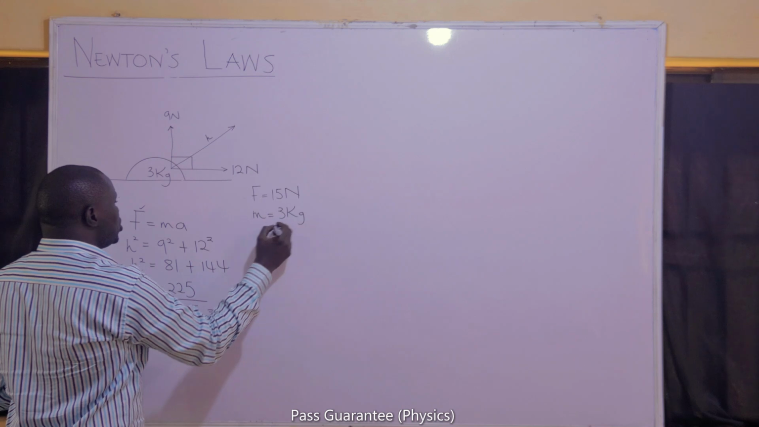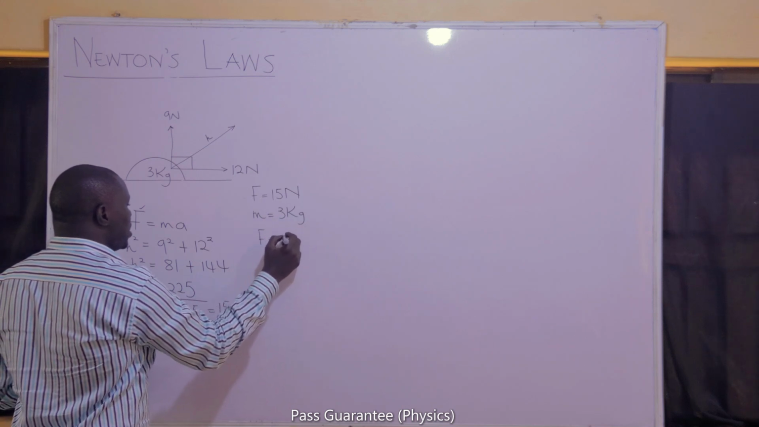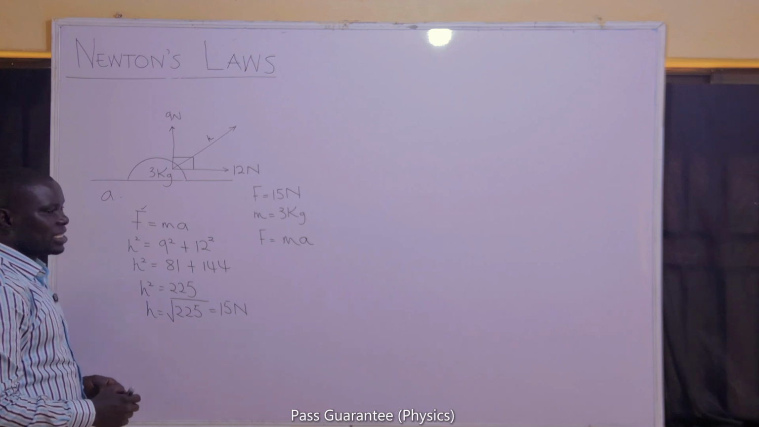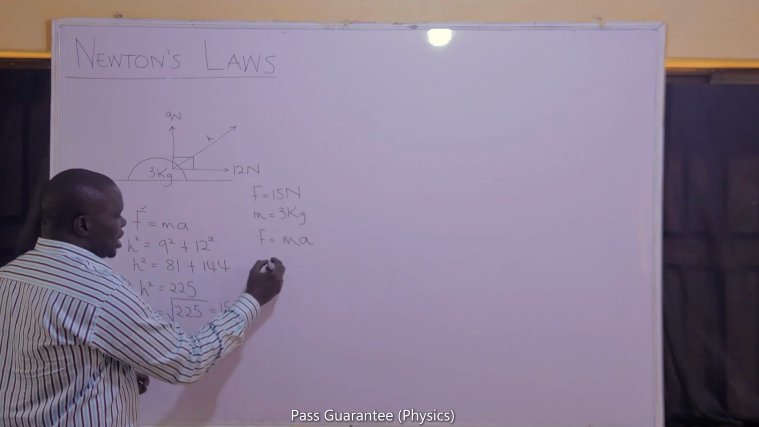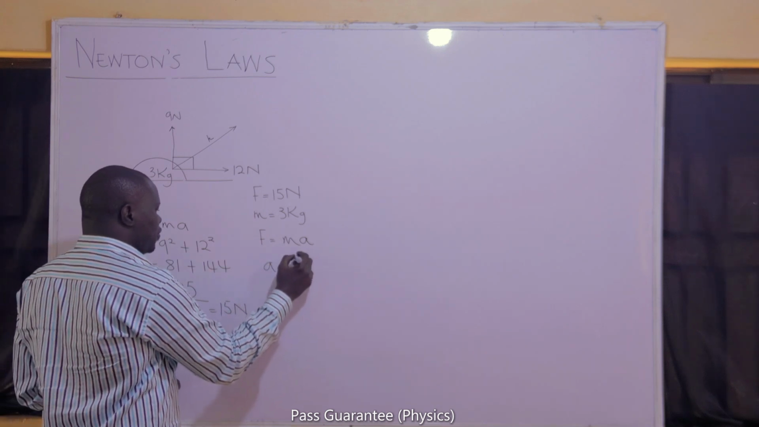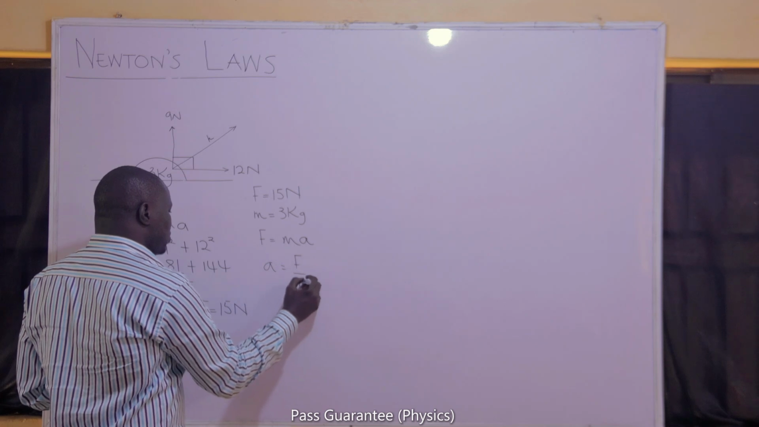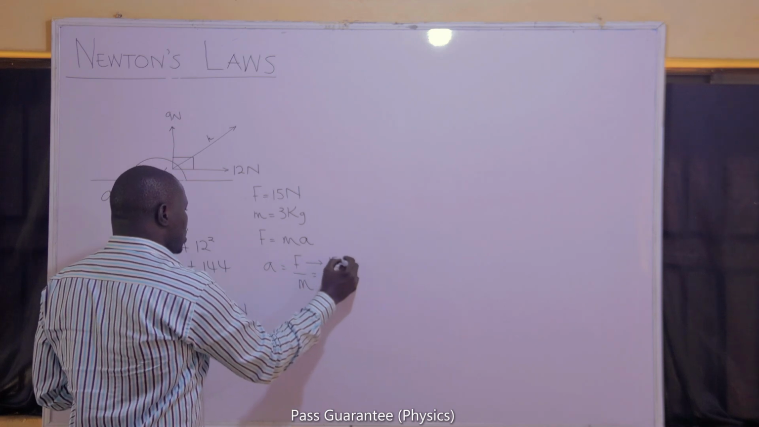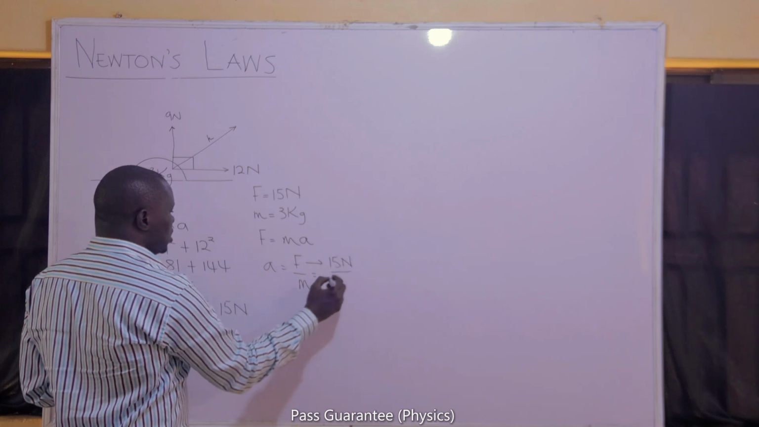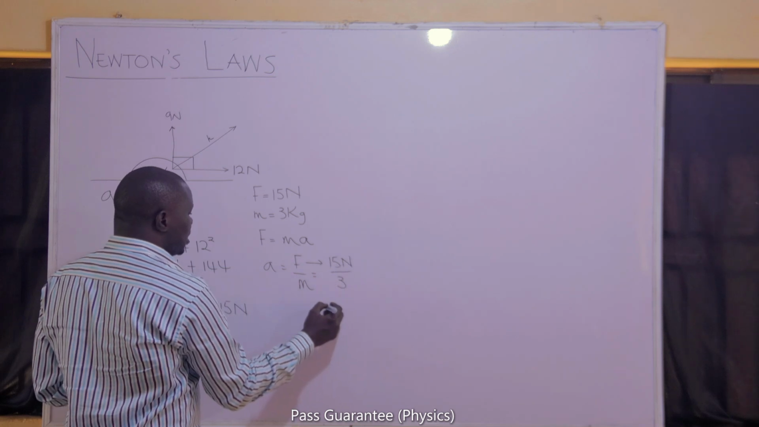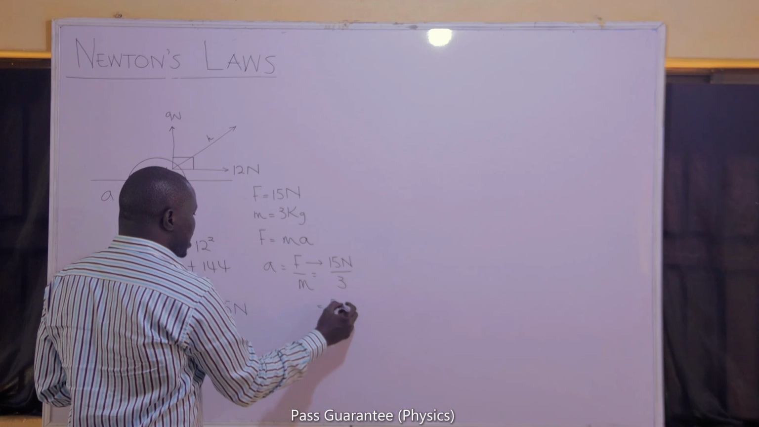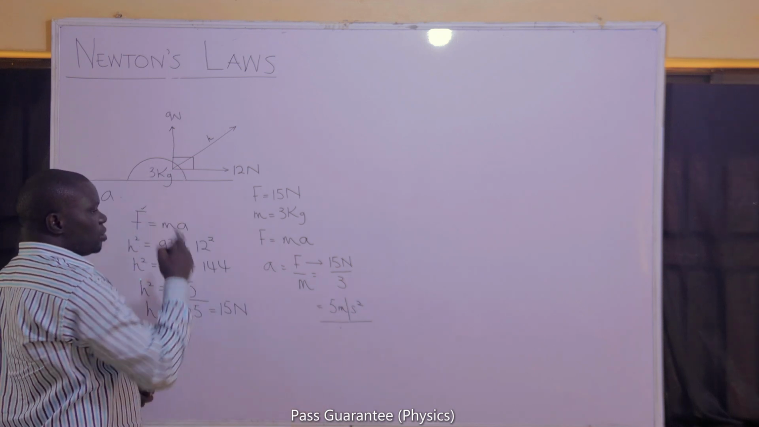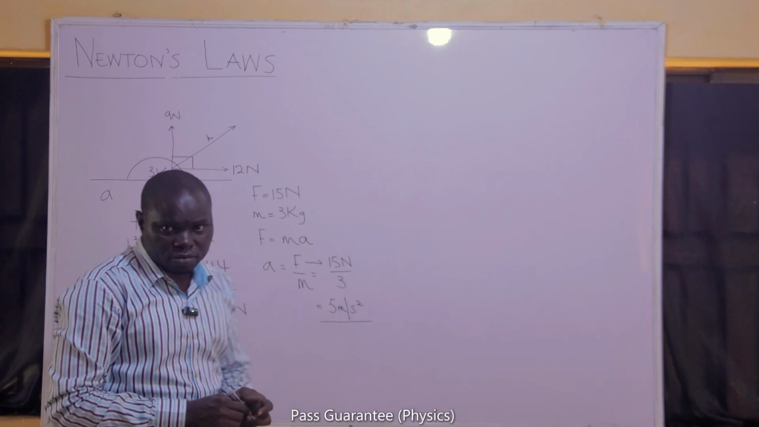Then I can easily do my F is equal to ma to now find the acceleration that will be imparted on that object. The acceleration must be equal to F all over m. If the F is 15 Newton, the mass will be 3 kg. If I divide them, I should have 5 meters per second squared. And that is the acceleration that will be imparted on this object.